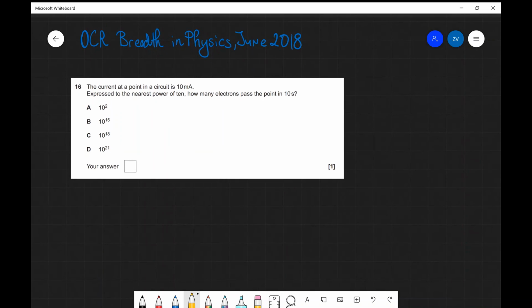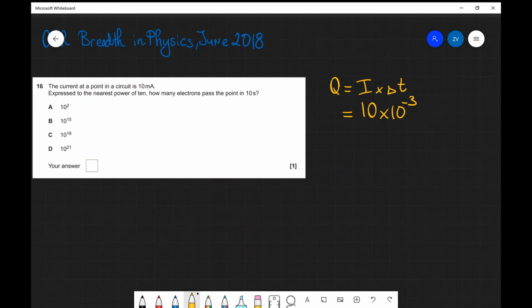Okay folks, moving on. Question number 16. The current at a point in a circuit is 10 milliamps. Expressed to the nearest power of 10, how many electrons pass the point in 10 seconds? So the actual charge that goes through is going to be I multiplied by our change in time. Our current is 10 milliamps, so that's 10 times 10 to the power of minus 3, multiplied by the time, which in this case is a further factor of 10, or 10 seconds.